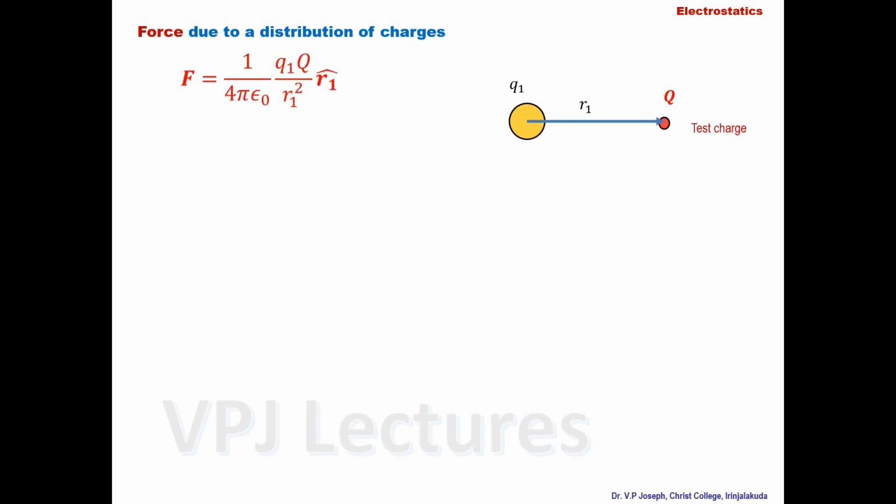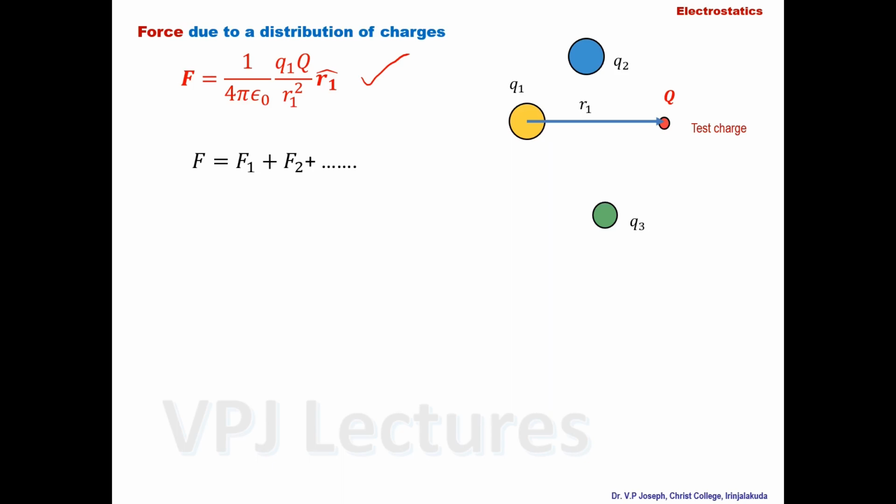Now let us consider the expression for force due to a distribution of charges. For the first case, if we consider the first charge as Q1, at distance R1 from the test charge, the expression is given by F is equal to 1 by 4 pi epsilon 0 Q1 Q divided by R1 square into R1 hat, where R1 hat is the unit vector along the direction joining the first source charge and the test point. And similarly, we can construct a distribution of charges like Q2, Q3 also placed near Q1.